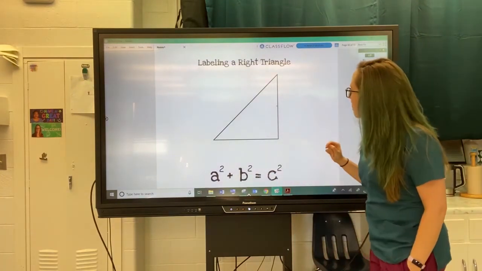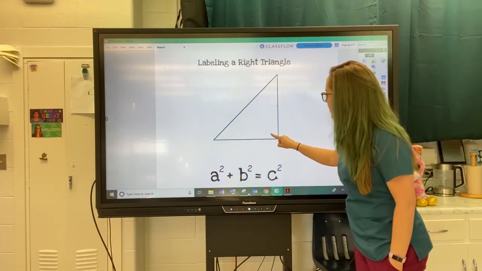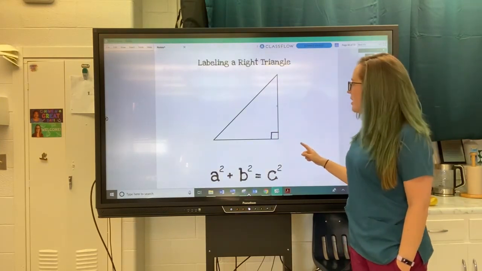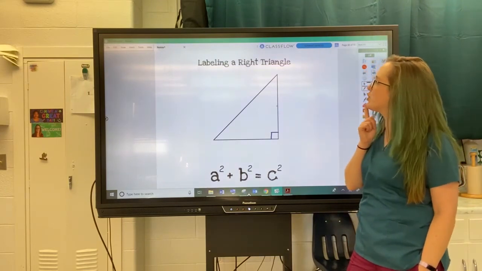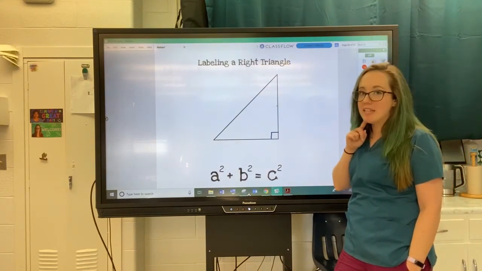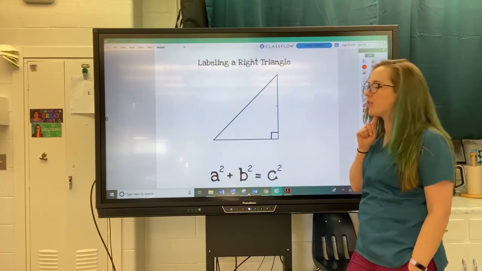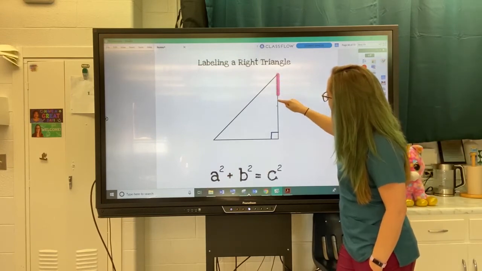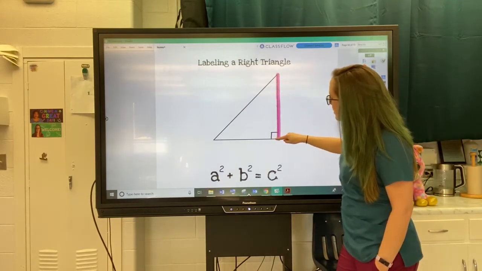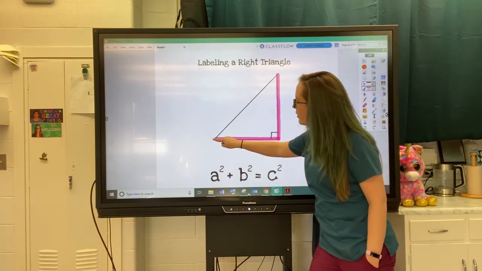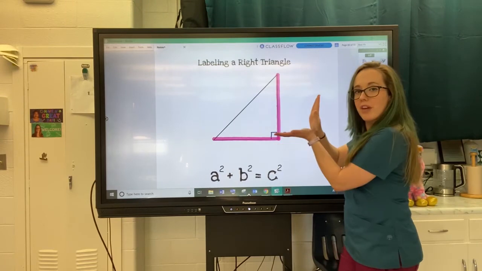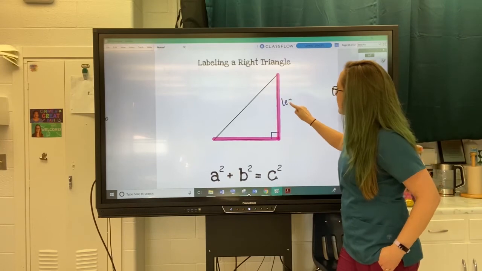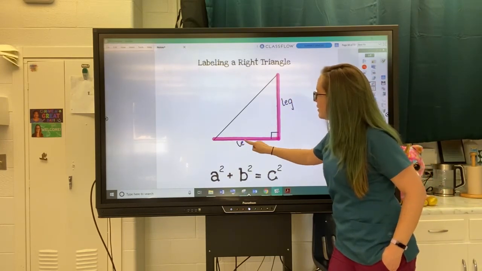All right. First, I need my right angle. And that guy is right here. Super important to always label the right angles. And then it said the two shorter sides that meet to form the right angle are called legs. So if I look, the two sides that form this right angle are those two right there. Like where they come together makes a right angle. So that means that these are my legs. That's a leg, and that's a leg.